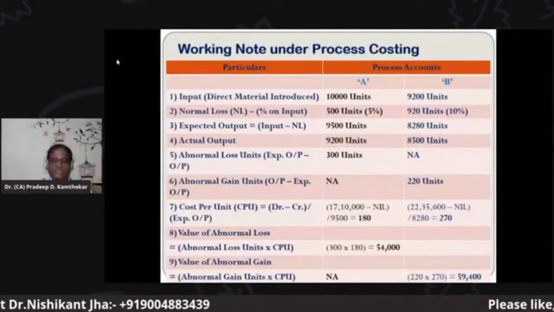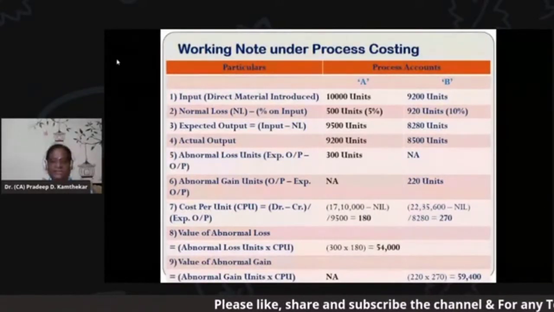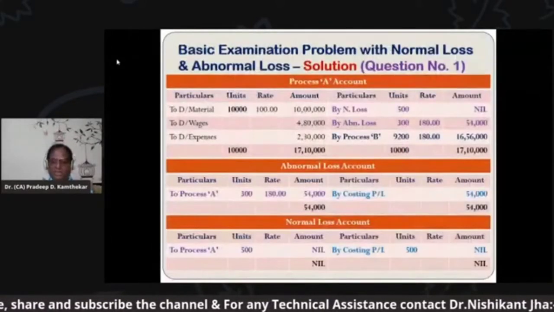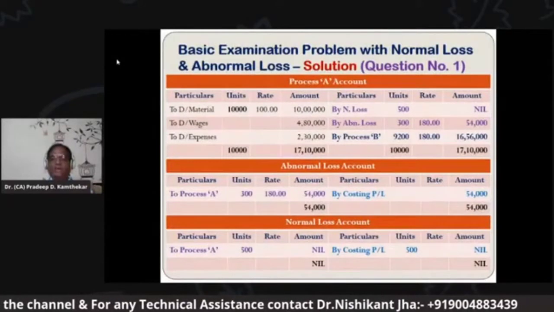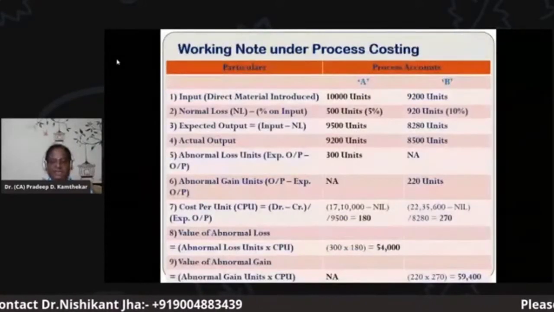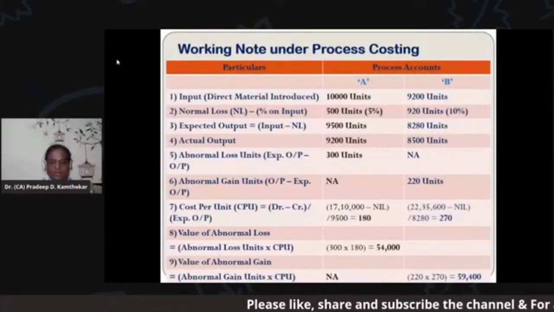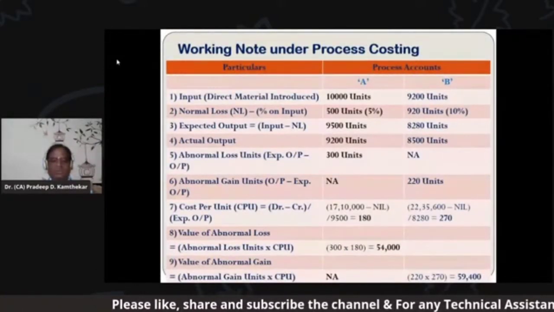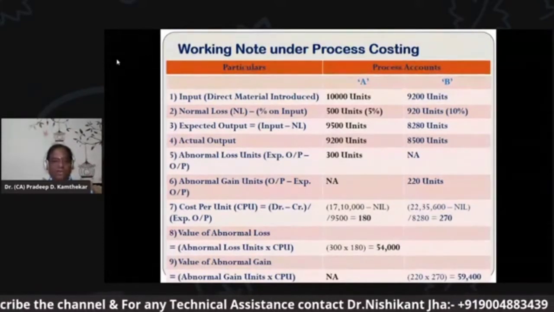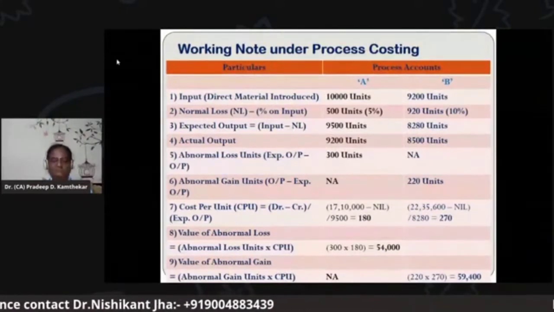Cost per unit, you'll see in the next table, actual account, the debit total is 17 lakh 10,000. You can see here 17 lakh 10,000 debit total, and credit total, normal loss is nil. So 17 lakh 10,000 minus nil, credit side normal loss is having no value, divided by 9,500 expected output. So 180 is the cost per unit. So value of abnormal loss, 300 into 180, is 54,000.